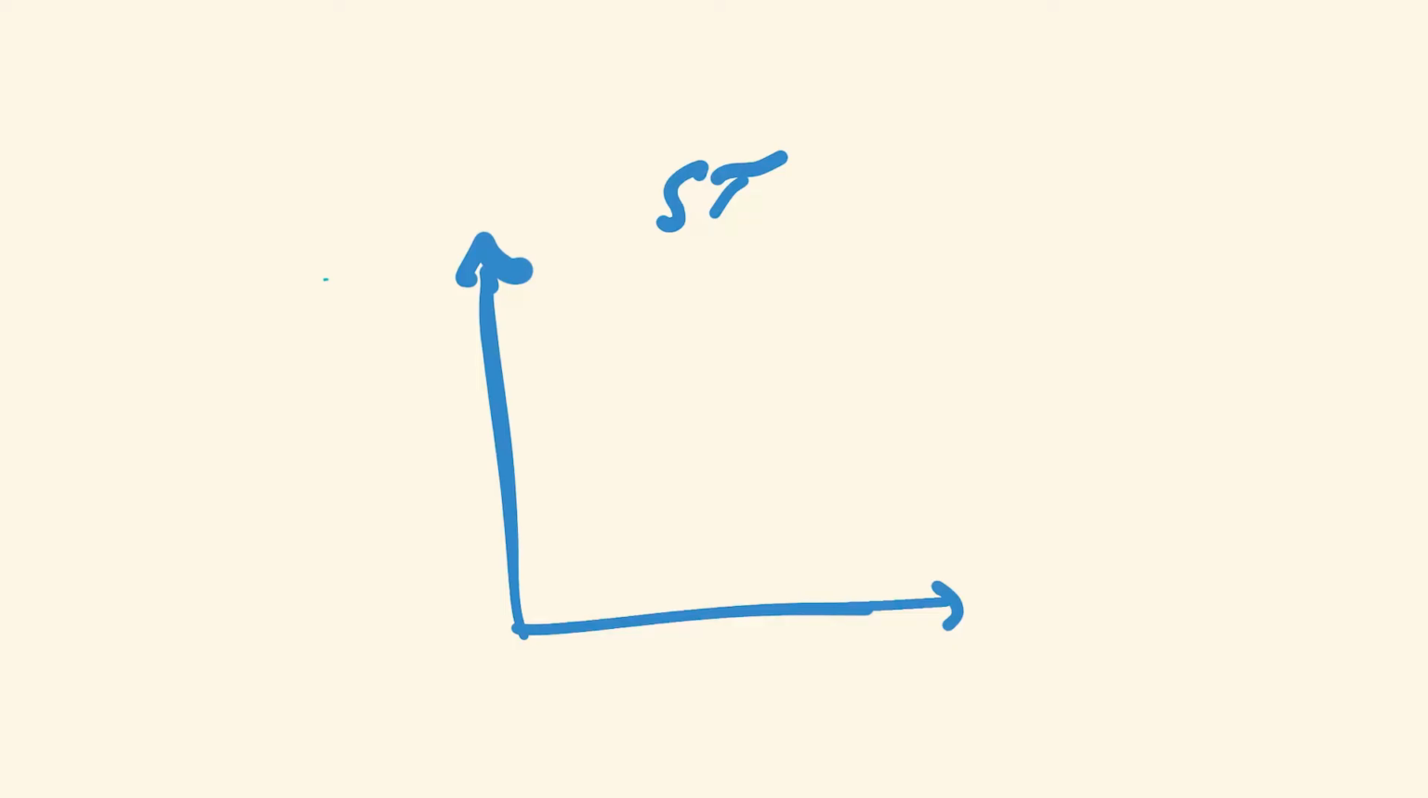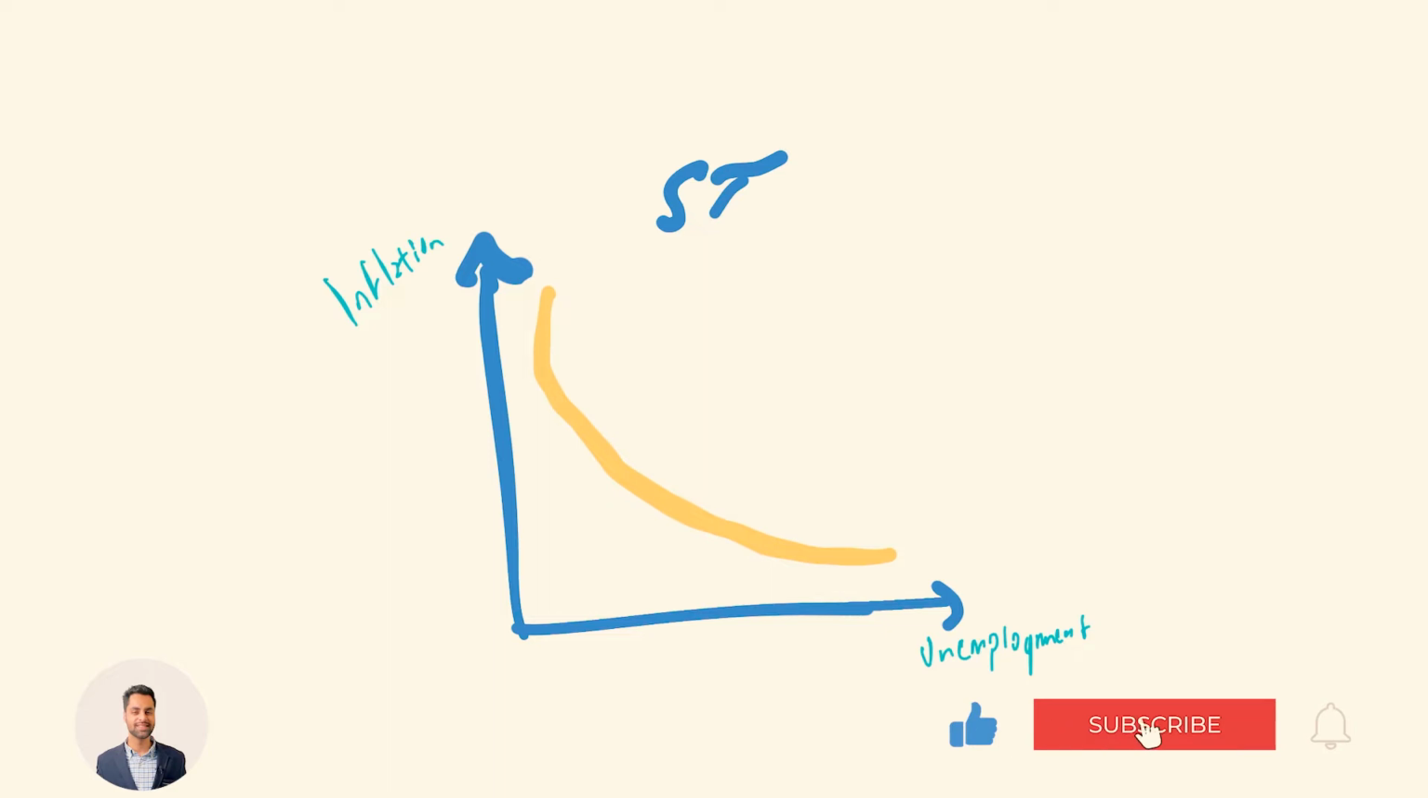First, we're going to put inflation on the y-axis and we're going to put unemployment on the x-axis. Next, we're going to draw a banana. This represents the relationship between inflation and unemployment for the short run. Now in this new Phillips curve, in the long run, things change.